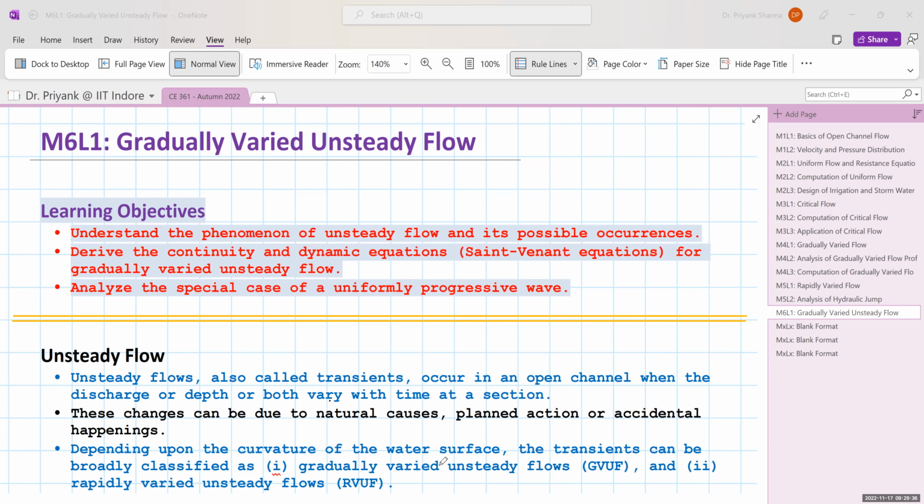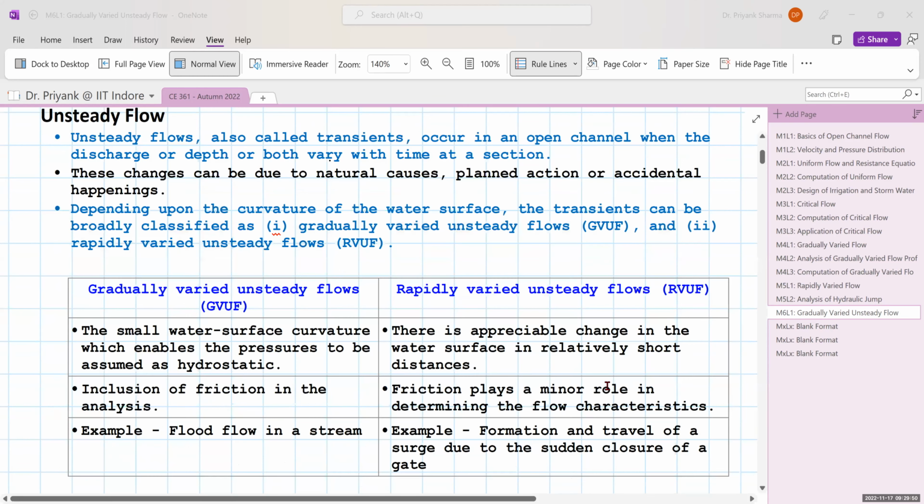Depending upon the curvature of the water surface, the transients are classified as gradually varied unsteady flow and rapidly varied unsteady flow. Gradually varied unsteady flows are essentially flows where there is a small water surface curvature, so we can assume the pressure distribution to be hydrostatic. While in RVUF, there is an appreciable change in the water surface over very short distances. In GVUF, you include the friction analysis, while in RVUF, friction doesn't play an important role.